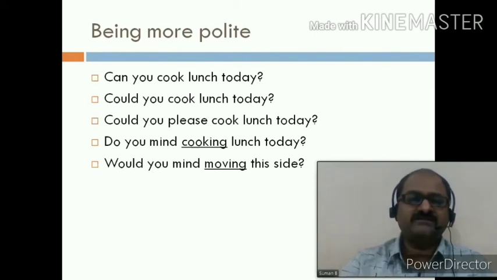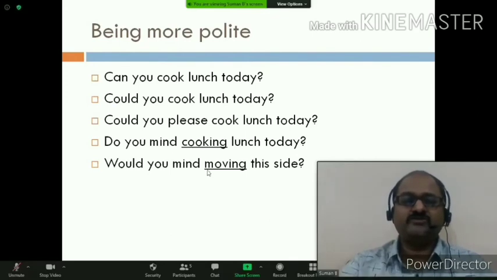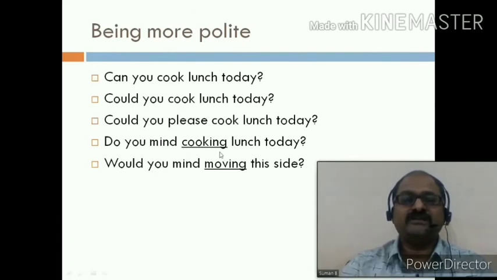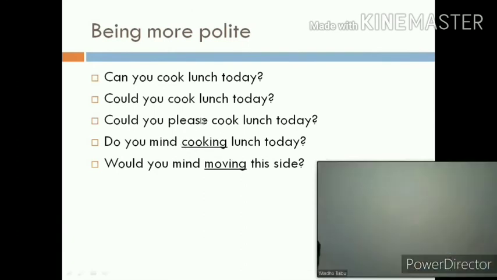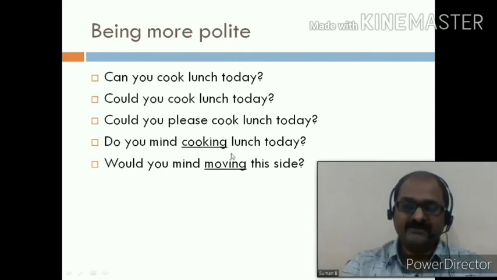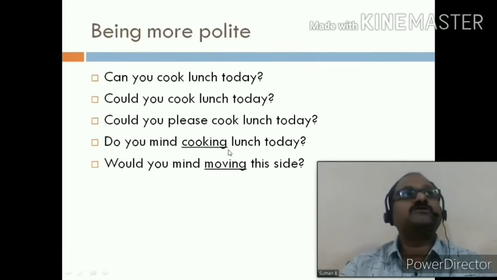Also notice that when you use do you mind or would you mind, the verbs are not used in base form. So far, in all the expressions can you, could you, would you, will you, the main verb was used in V1 base form. But when you use do you mind or would you mind, you have to use an ing form, the gerund form, as we call it grammatically. So this is something to note.